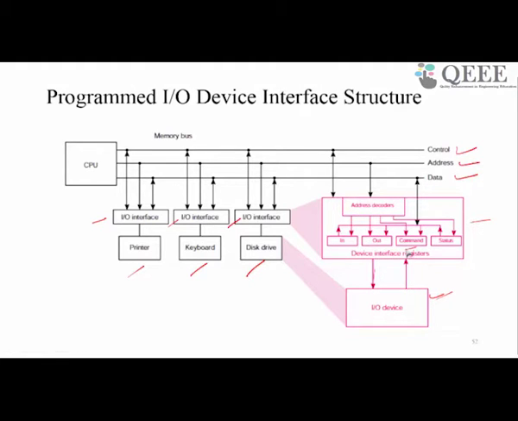Then there are the command register and status register. The CPU may write a command word into this command register telling how many bytes have to be transferred, and so on. Then at the end of it, it may store a status to be read by the CPU to understand how the interaction or transfer went.